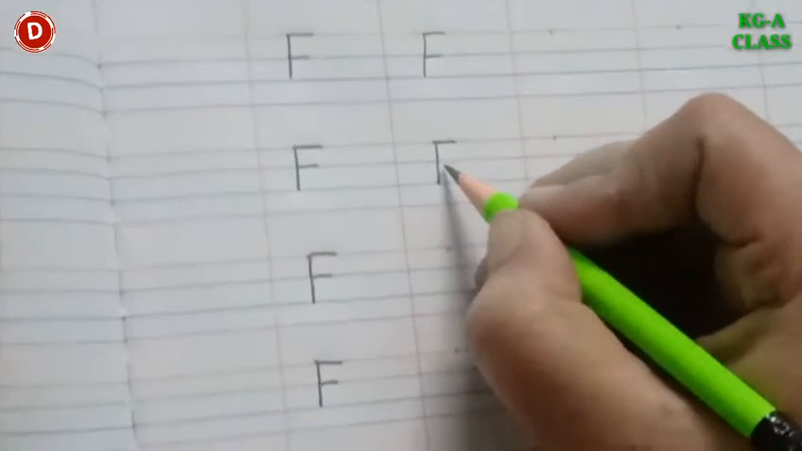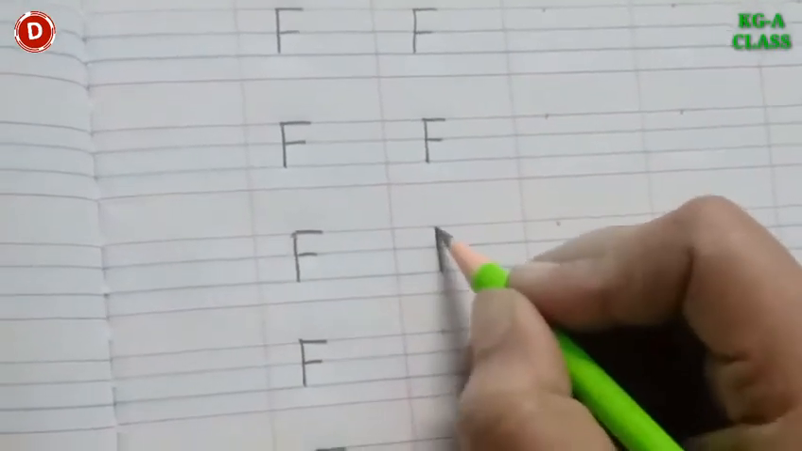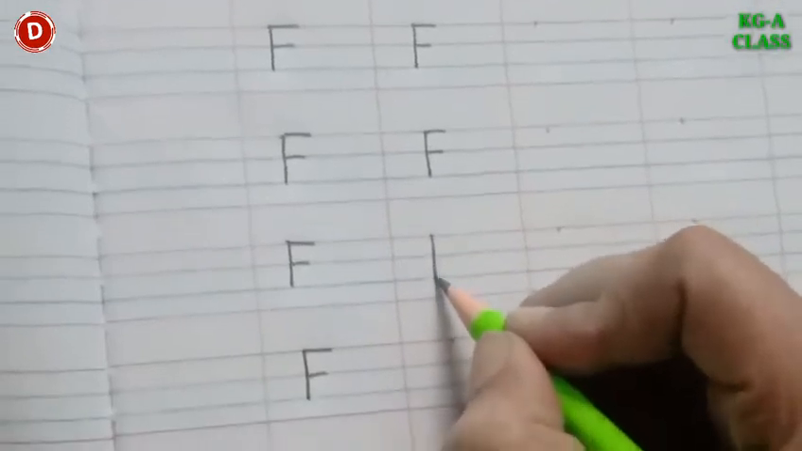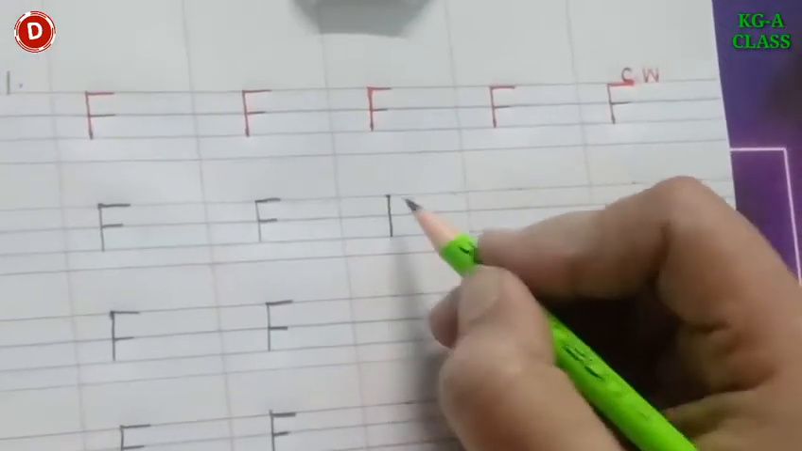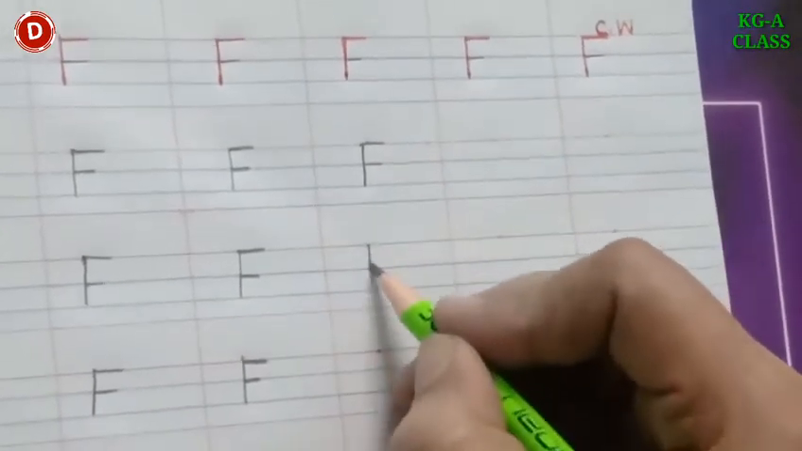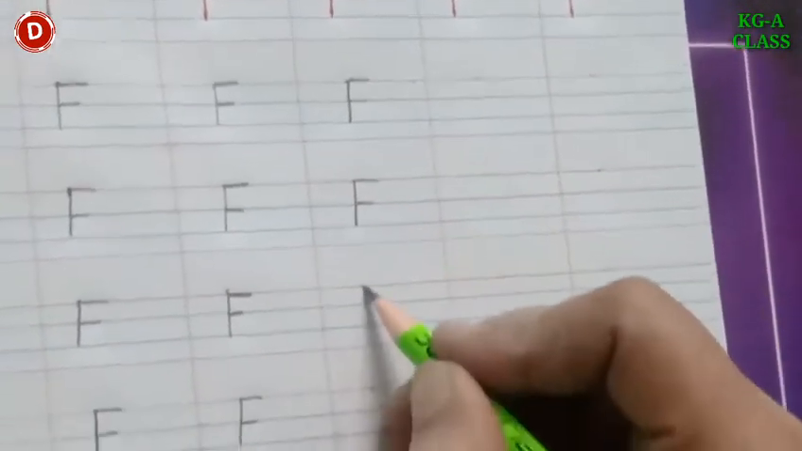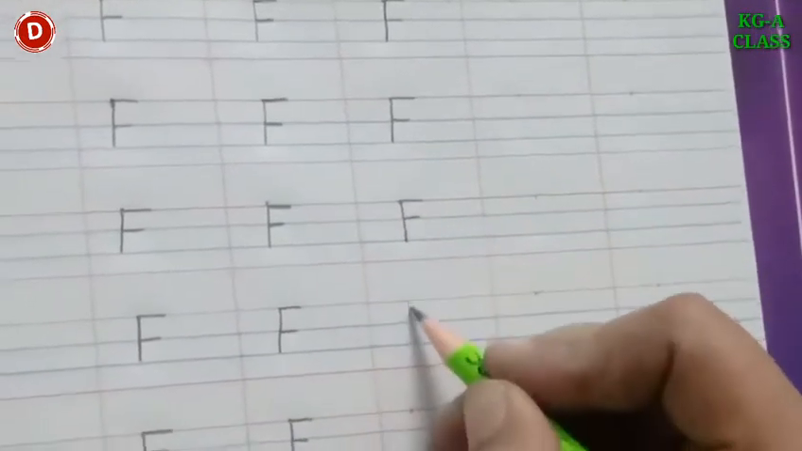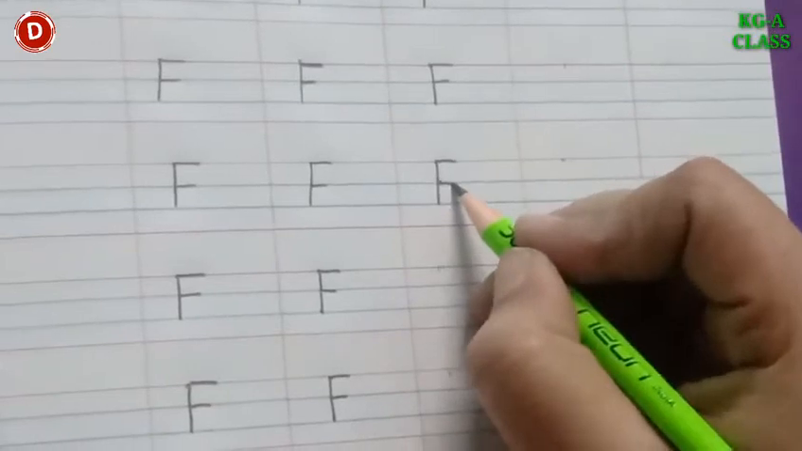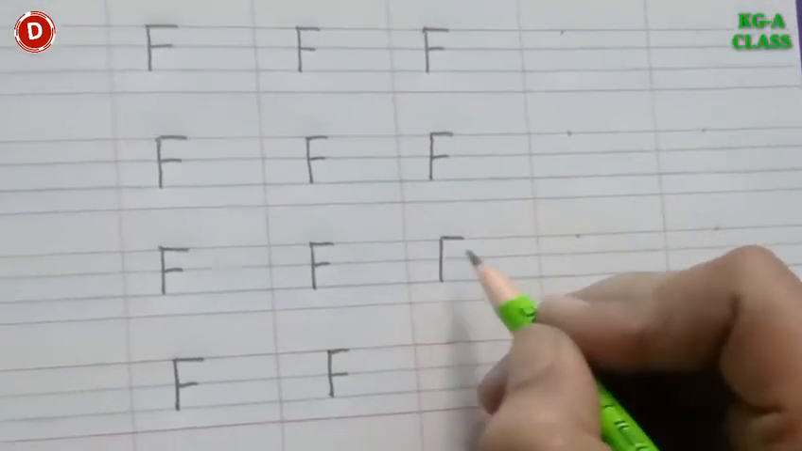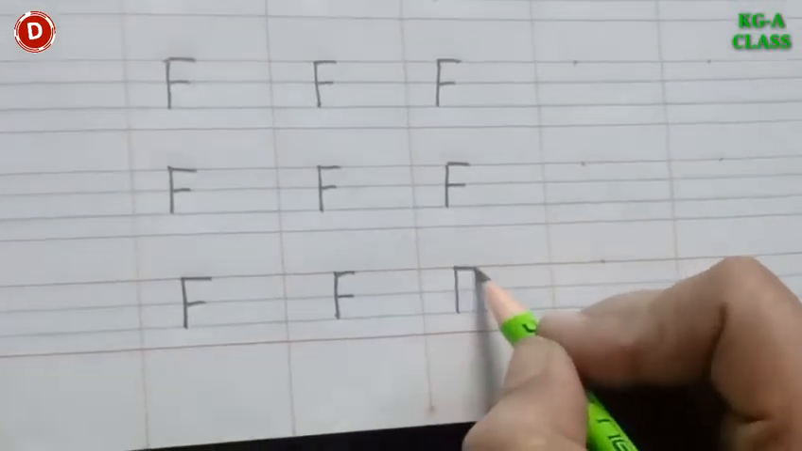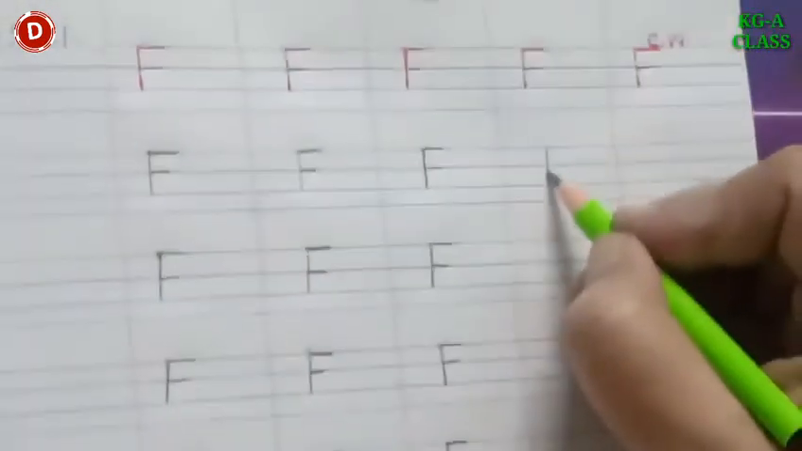And there are many things along with fish which start with the letter F. F for fish, F for frog, F for fan, F for flower. Like this, children, you have to speak and write the letter F. So the third line is also finished. Now I am on the fourth line. In this way you have to write F.